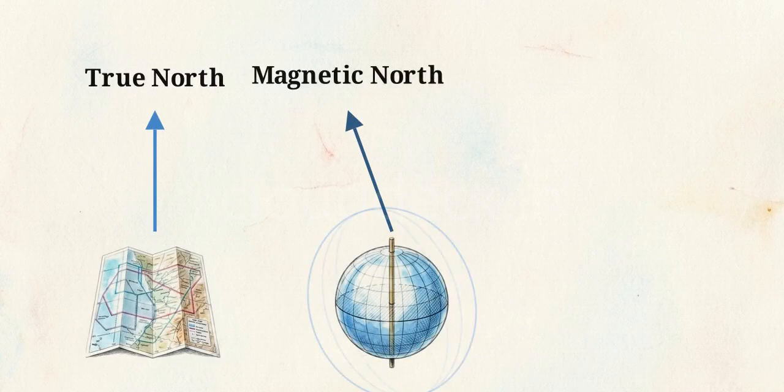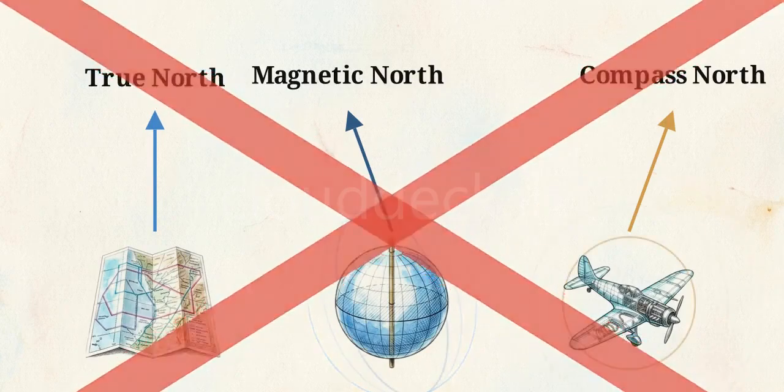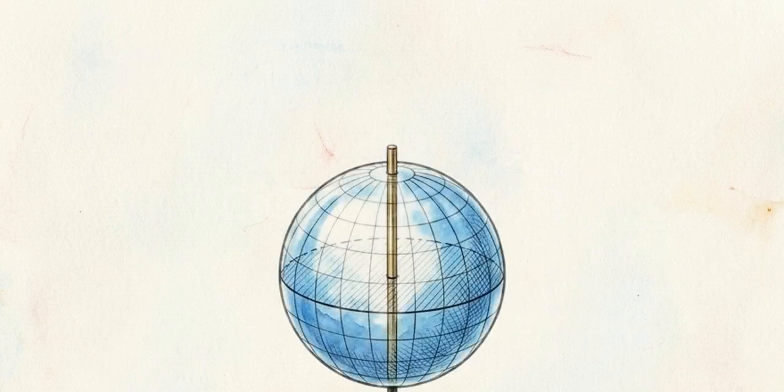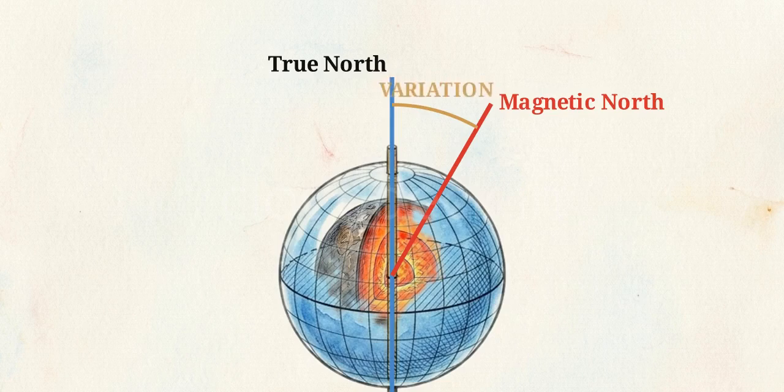This happens because the paper map, the Earth's magnetic field, and the metal frame of the aircraft all disagree on the exact physical location of north. The first discrepancy is variation. The geographic North Pole, true north, is the physical axis where the Earth rotates. However, the Earth's molten core creates a magnetic North Pole that sits hundreds of miles away. Variation is simply the angular difference between these two physical locations.